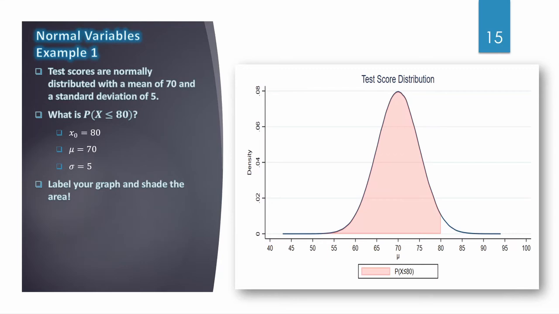So let's just go through a couple more examples here. Suppose that our test scores are normally distributed around a mean of 70 with a standard deviation of 5. The first thing we're going to do is draw a bell curve here, draw a normal distribution where the mean is 70, and we're going to delineate things in terms of standard deviations here. So every 5, I'm going to put a tick.